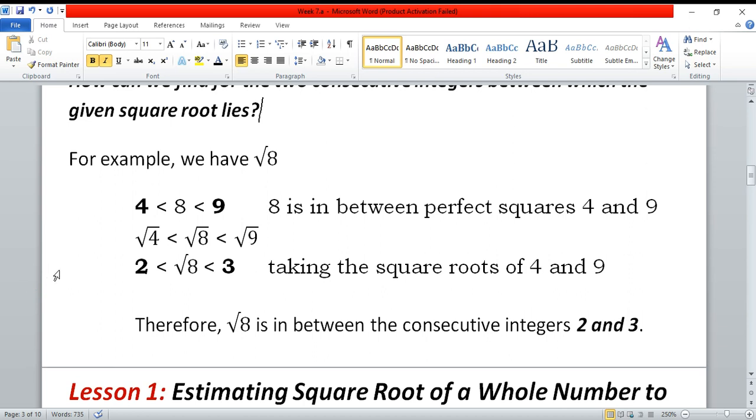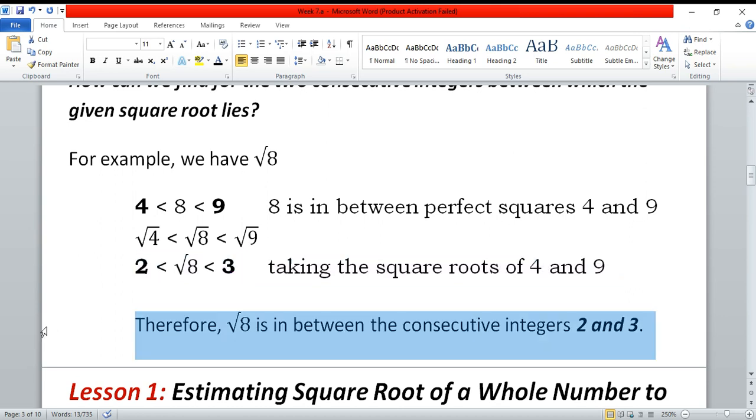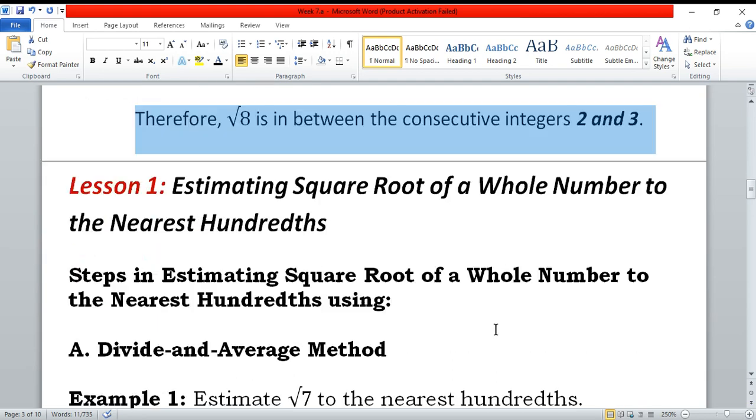And taking the square roots of 4 and 9, we will have 2 and 3. So, masasabi natin na yung square root of 8 is in between the consecutive integers 2 and 3. Nasa pagitan ng 2 tsaka 3. Okay? So, pag in-estimate natin yan, it should be greater than 2. Pero mas mababa sa 3. Okay? So, ano kayang decimal yan in a hundredths place? Kaya, ito yung lesson number 1 natin.